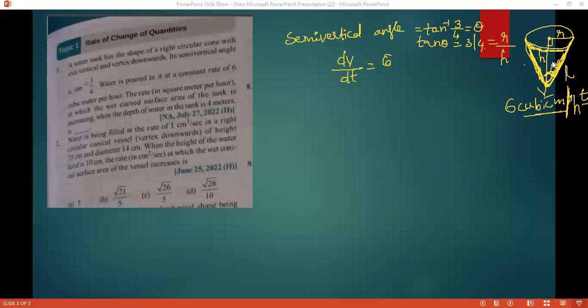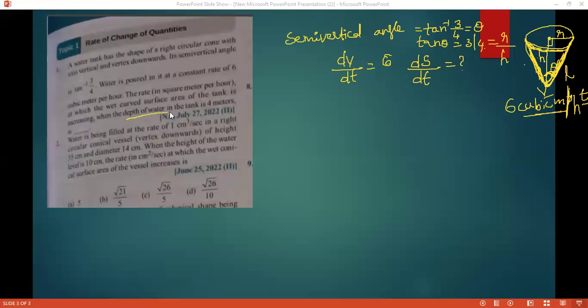And then the curved surface area, how is it increasing with respect to time, at a condition that the depth of the water is 4 meters, that is given. So what we have to find is at what rate the curved surface area is increasing. Either increase or decrease means rate of change. Yes, no doubt, dS by dt I have to find.